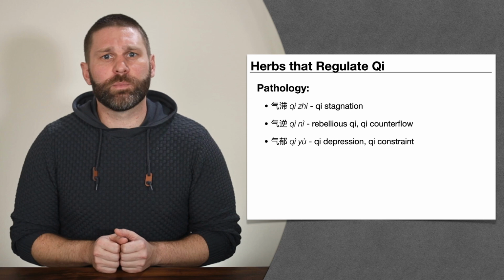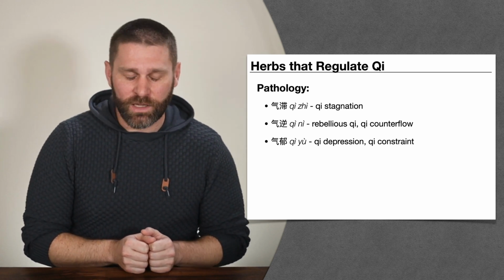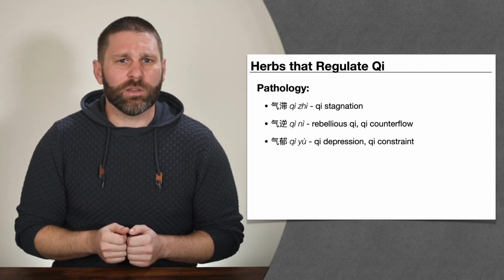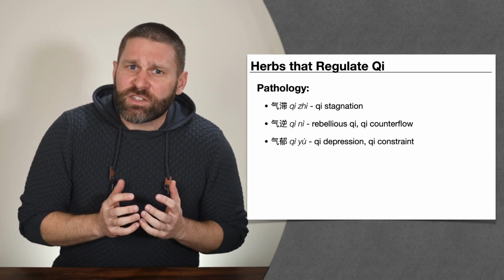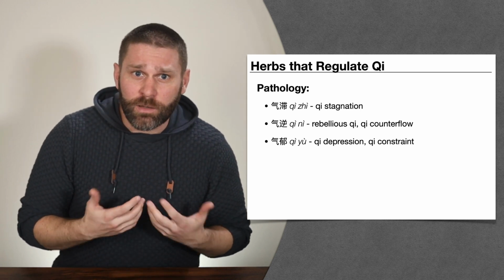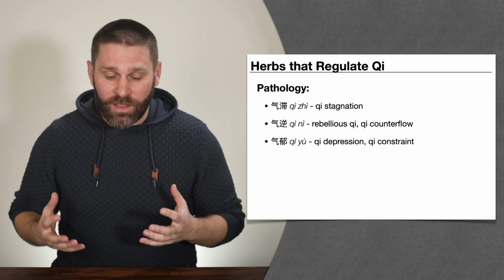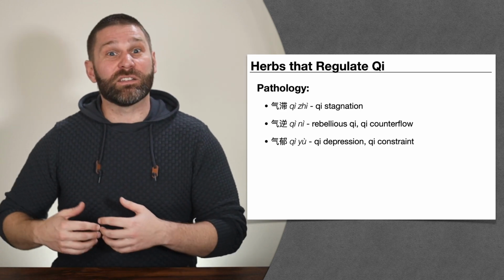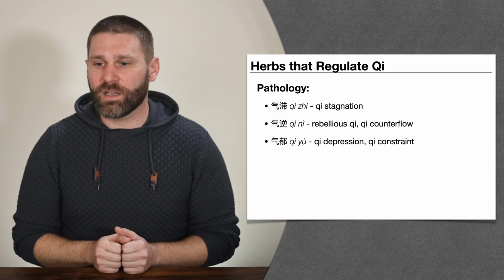I just like to bring this up because sometimes people will ask, what's the difference between qi constraint and qi stagnation? Or they'll see this Wiseman term and they'll be like, what do we mean by depressed qi? Does that mean that the qi is sad and it can't get out of bed and get moving in the morning? And it's like, no. When we say depressed qi, we mean that the qi is pressed down, it's constrained, and that's because the liver is not doing its job properly. So that's another term we might see pop up.